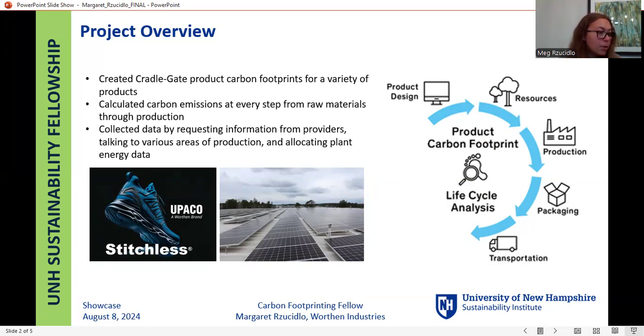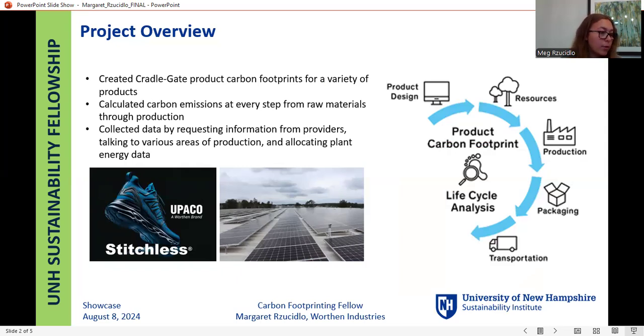The product carbon footprinting is beneficial as it allows for the determination of where in the process is leading to the highest contribution of carbon emissions. The two main products I focused on this summer included an adhesive used in shoes and an adhesive used on the back of solar panels.